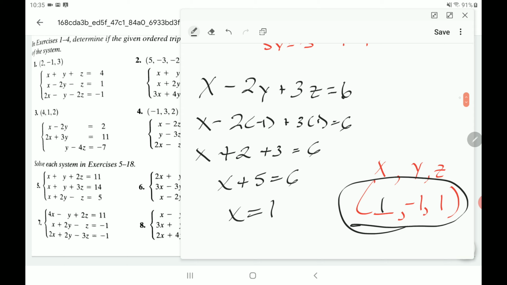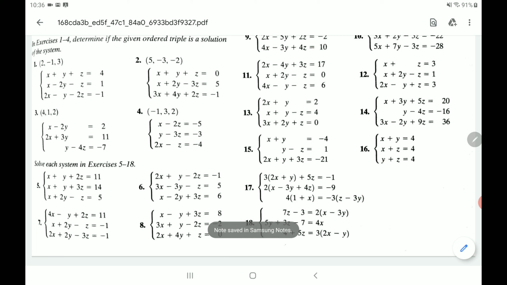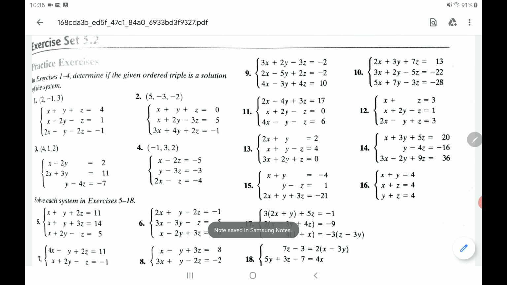All right. Let me see. I'm going to do one more of these. So I'll just close it. I don't really want to save it. So I'm going to do one more of these. Let's look at one like number 12 and 13, where you start to see some variables disappear already.